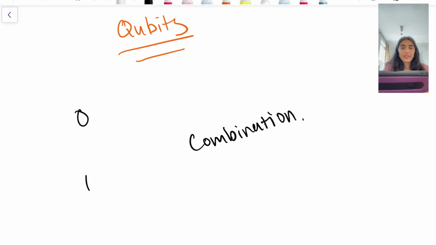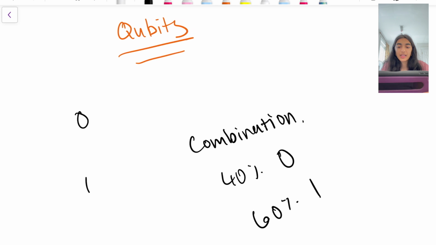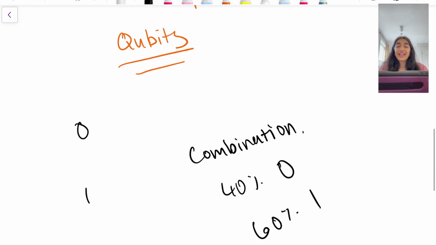We can have probabilities, speaking in terms of percentages. We can say that we have 40% 0 and 60% 1 or something like that, okay? So it's a way to store information, and it actually makes things a lot faster because it can process information quicker and search through solutions quicker, right?